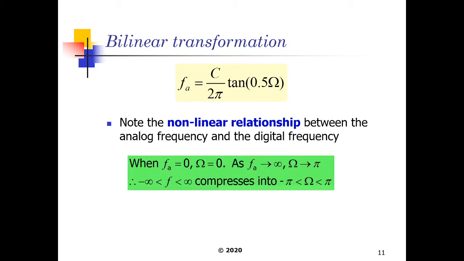So as such, when the analog frequency is 0, the digital frequency is going to be 0. However, as the analog frequency tends towards infinity, the digital frequency tends towards pi. So the entire infinite frequency range in analog, from negative infinity to positive infinity, will compress into the digital frequency between negative pi and positive pi. This effect is what we refer to as warping. And the reason it goes into this range is that, remember, for every 2 pi cycles, the signal keeps on repeating itself.